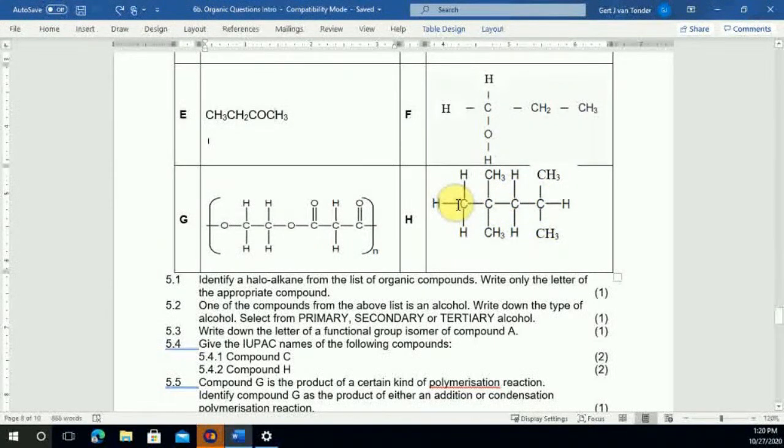So just be careful. They like doing this, putting a CH3 over there. That means there's an extra carbon. So the longest chain is not 4 carbons, but 5. So look out for that in tests and exams. Examiners love doing that to you.